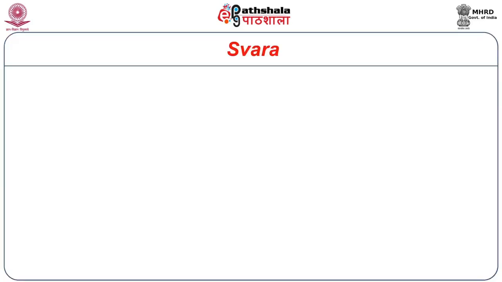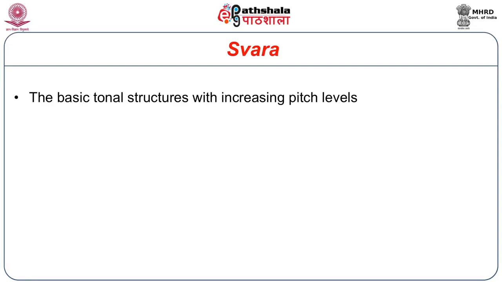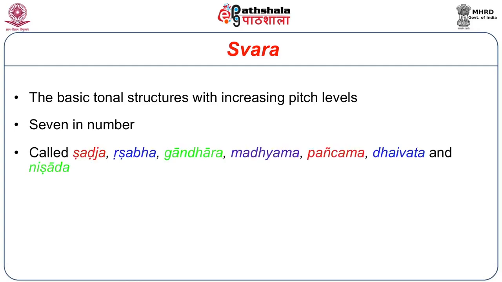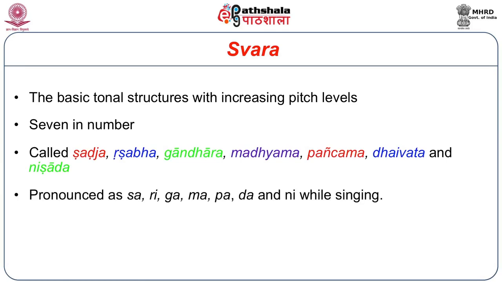Next, let us look into what is swara. Swara is a very important term, and it is the basic tonal structure with increasing pitch levels. Swaras are 7 in number. They are Shadja, Rishabha, Gandhara, Madhyama, Panchama, Dhaivata and Nishada. These swaras are pronounced as sa, ri, ga, ma, pa, da and ni while singing.